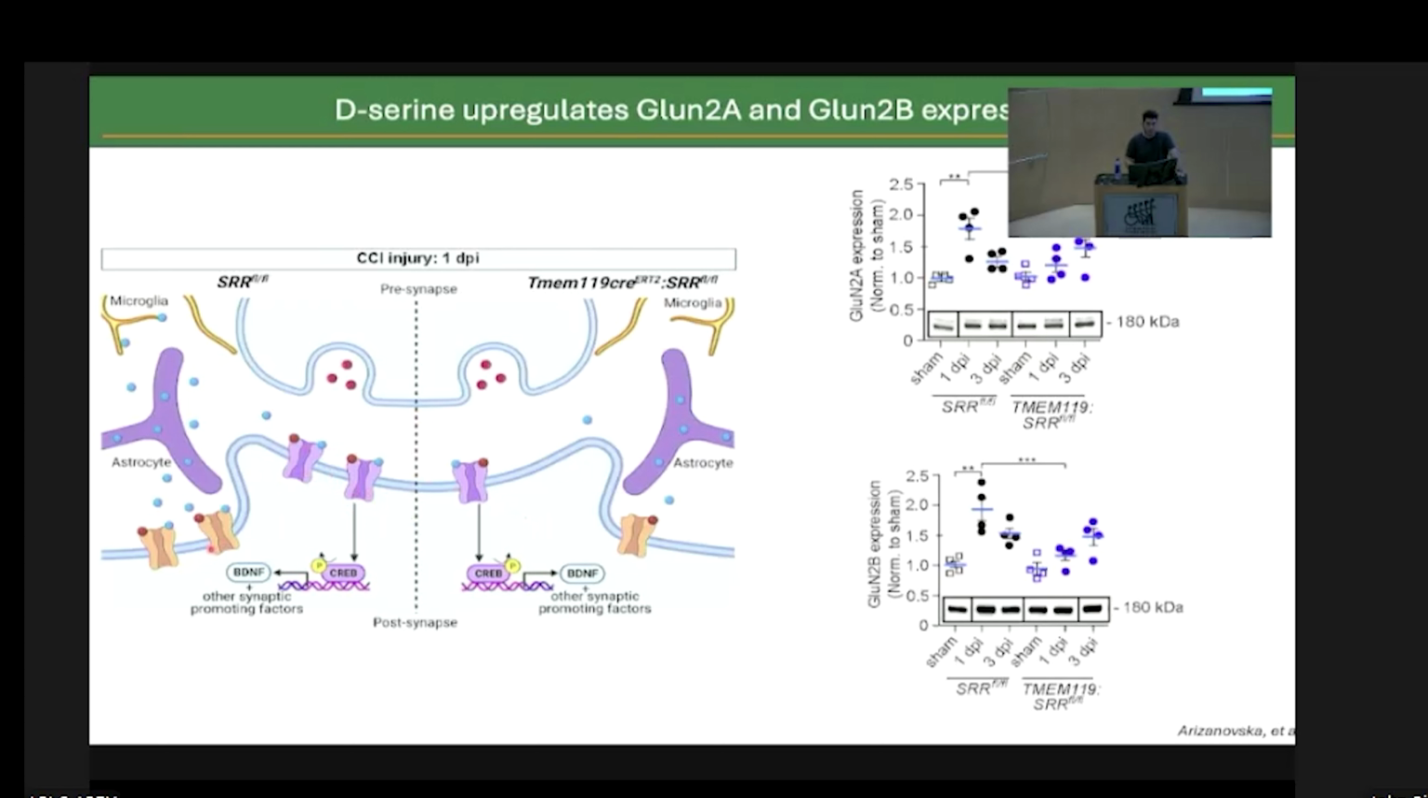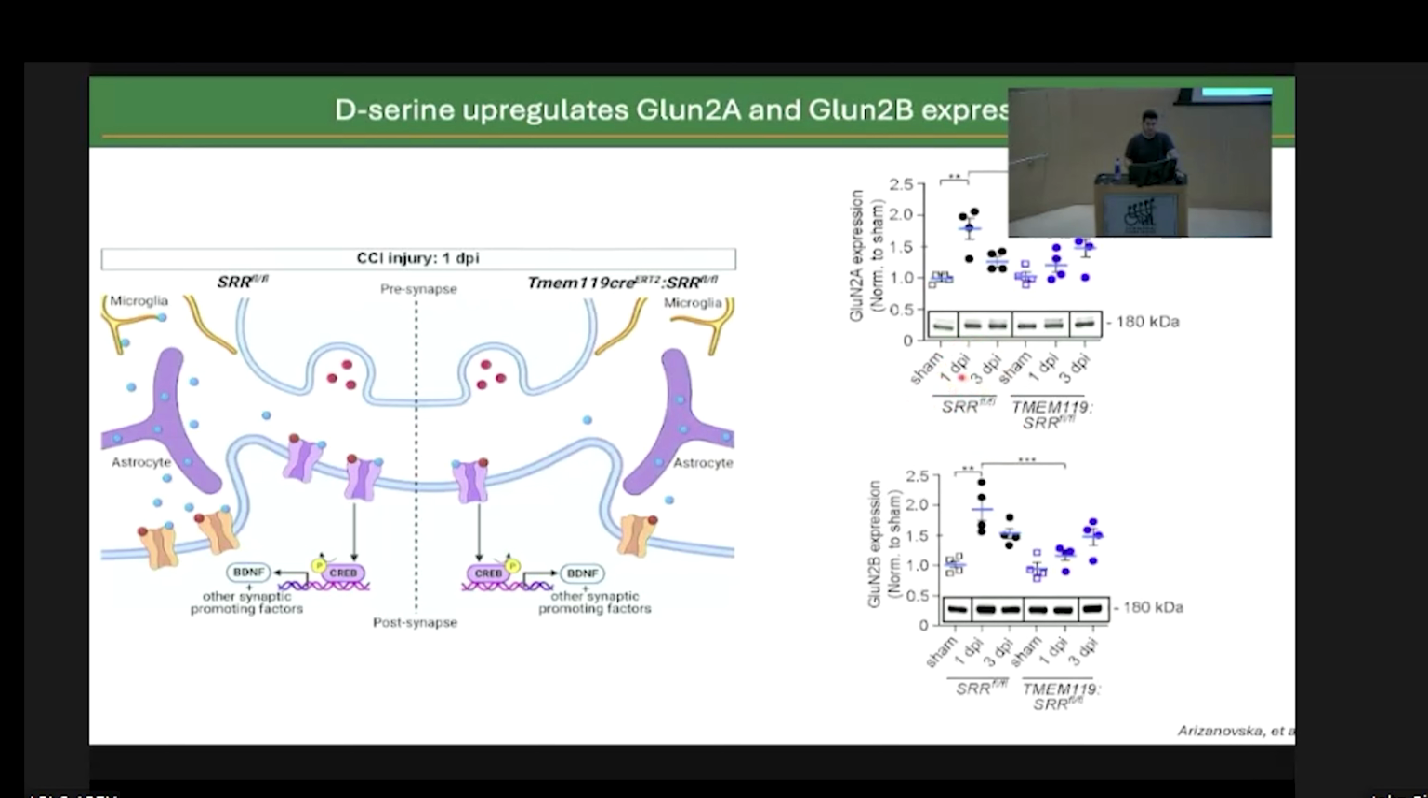And we're starting to see that activation of 2B seems to block the 2A signal. So I'm going to show you a scenario where if we knock out glial D-serine, we actually affect the signaling that occurs in the postsynaptic membrane. If we look at our control animals, the serine racemase flox animals, we evaluated a sham, 1 day post-injury, 1 DPI, and 3 days post-injury.